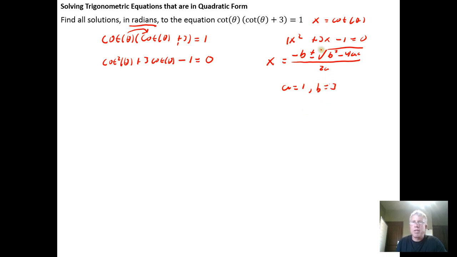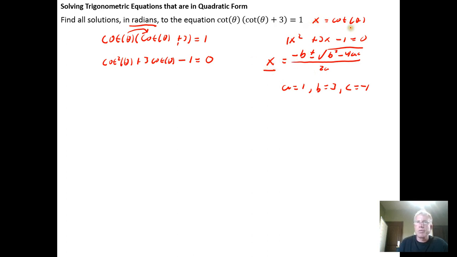B would equal 3, the coefficient on x. And c would equal the constant term, which is negative 1. And we would plug it into this quadratic formula and go. So we can do the same thing over here, except it's not going to be x equals.